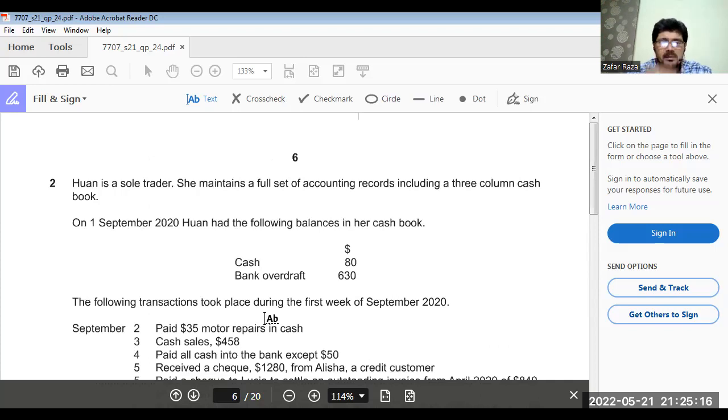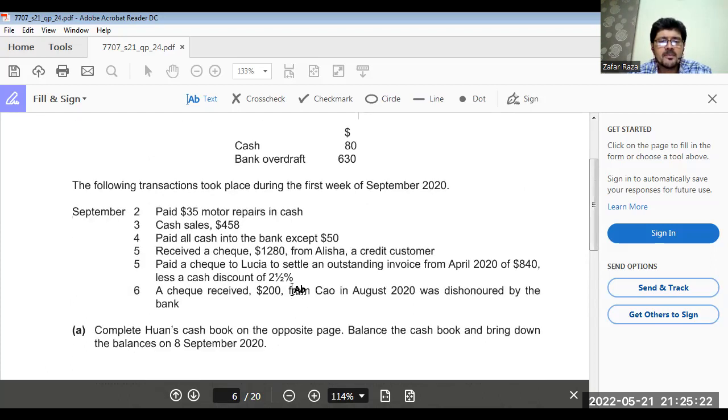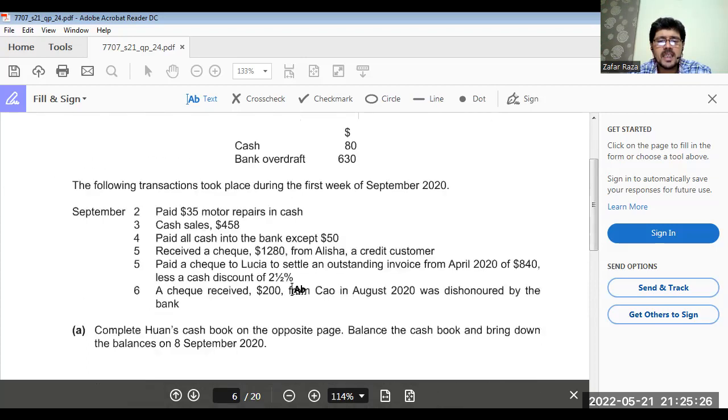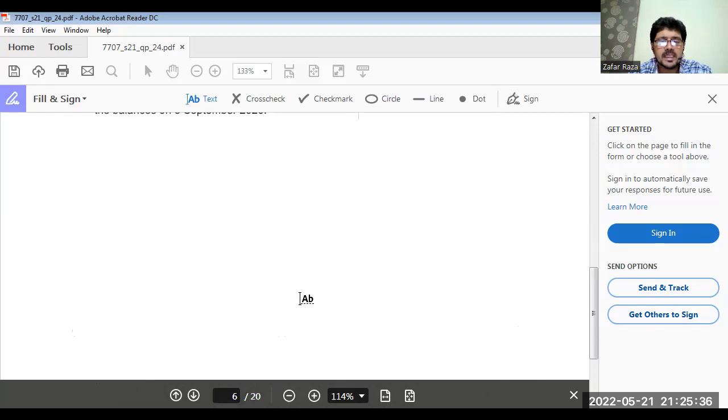Sunita is a sole trader. She maintains a full set of accounting records, including a 3-column cash book. On September 1st, 2020, she had the following balances in her cash book. Cash 80, bank overdraft 630. The following transactions took place during the first week of September. Complete the cash book, balance the cash book and bring down the balance from 8 September 2020.